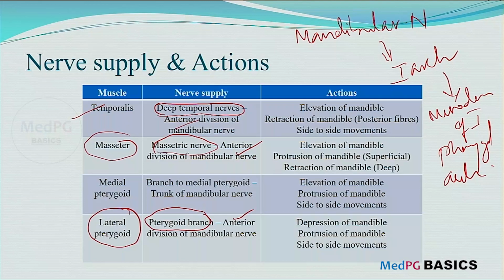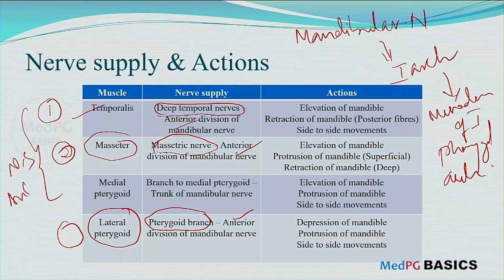So the common thing about these three muscles, the temporalis, the masseter and the lateral pterygoid, is that all three of them receive nerve supply through branches of the anterior division of the mandibular nerve, whereas the medial pterygoid receives its nerve supply through a branch derived from the trunk of the mandibular nerve, called the branch to medial pterygoid. So all the muscles receive their nerve supply through branches of the anterior division of the mandibular nerve, except the medial pterygoid, which receives its nerve supply from a branch derived from the trunk of the mandibular nerve.